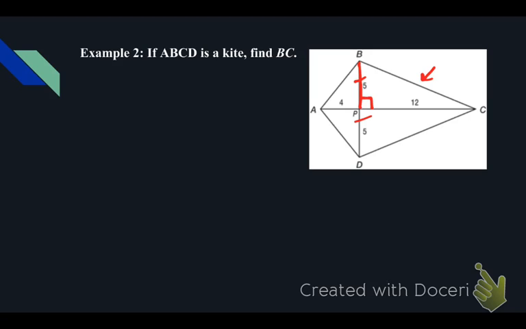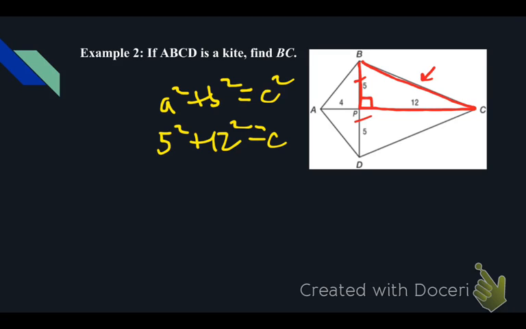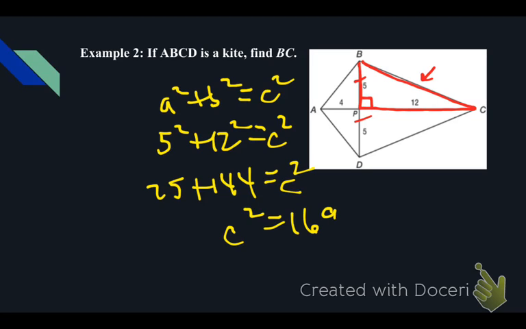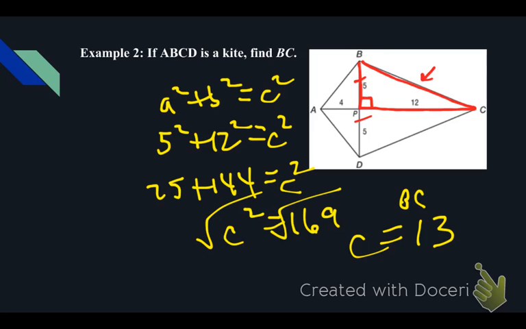Now if we're trying to find BC, well, look what we have here. We have a right triangle. So what can we use to find the third side? You got it, Pythagorean theorem. So we're going to do a squared plus b squared equals c squared. 5 squared plus 12 squared equals c squared. Do our square roots, and we should get 13. So BC is going to be 13.